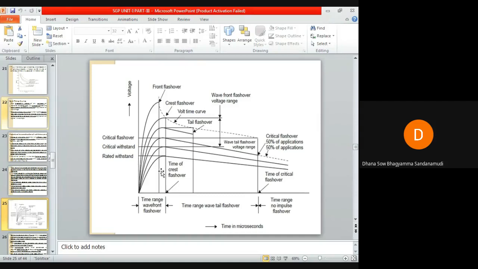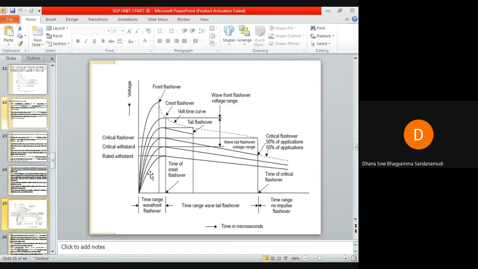Okay, now in order to plot the volt-time curve, we are going to apply different wave shapes of different peak values. These are the overvoltages which are applied on the insulation of the equipment which is protected. So if I apply some overvoltage and flashover occurs at the front of the wave, if this is the impulse wave, this is the front and this is the tail. You carefully observe the cursor. This is the tail, this is the front.